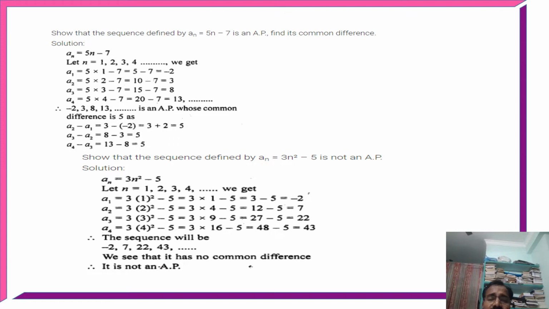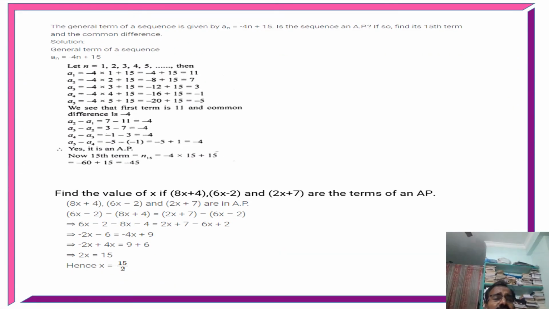So let us go with the next slide, friends. Here it is given that the general term of a sequence is given by an equals minus 4n plus 15. Is the sequence an AP? Well, we have to check whether it is an AP or not. If it is an AP, we need to find the 15th term and the common difference. Same way, we'll substitute as we have done previously.